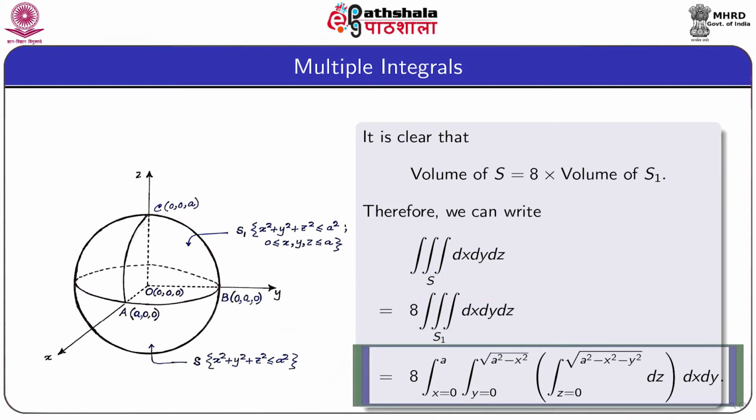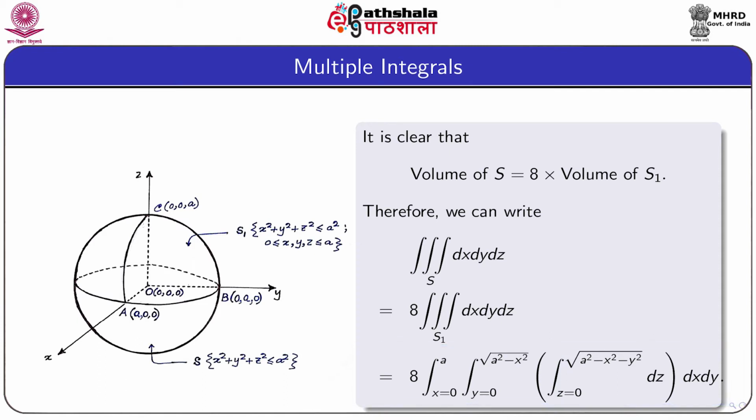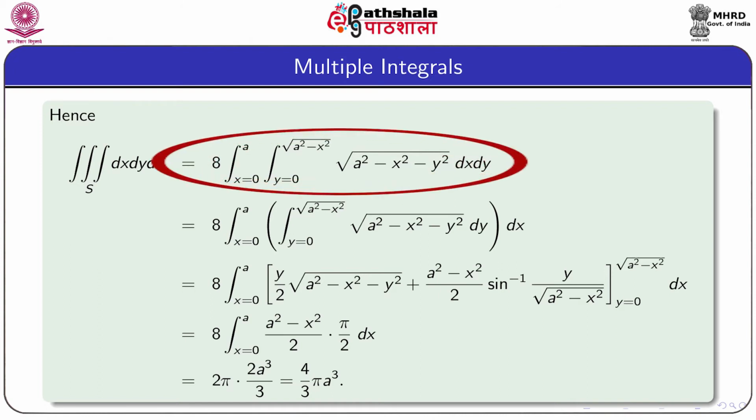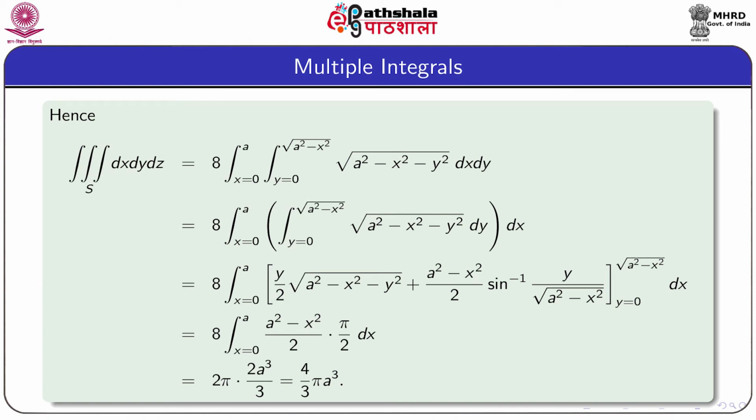This equals 8 times the integral x equal to 0 to a, integral y equal to 0 to square root of a^2 minus x^2, integral z equal to 0 to square root of a^2 minus x^2 minus y^2 of dz dx dy. Hence, the triple integral over S of dx dy dz equals 8 times the integral x equal to 0 to a, integral y equal to 0 to square root of a^2 minus x^2, of square root of a^2 minus x^2 minus y^2 dx dy.